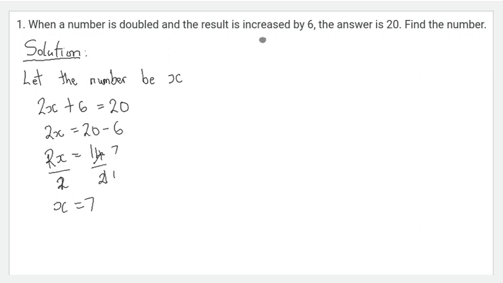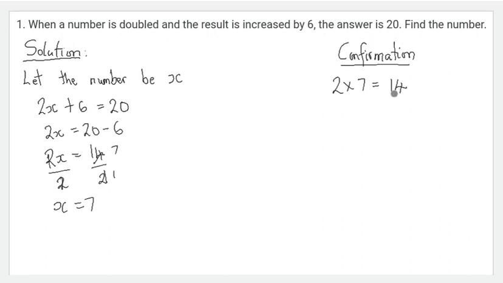Now to confirm, you can put it back. Let me just title this confirmation. Just to confirm that x is actually 7, let's see if that is true. So when x, which is 7, is doubled, that's 2 times 7. That will give you 14.